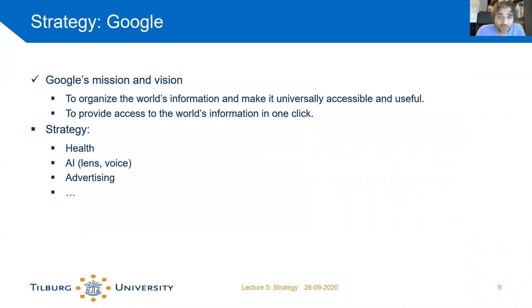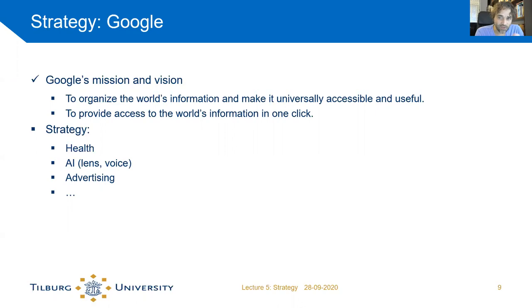So finally, to make it maybe even more clear, let's do Google. Google's mission and vision is to organize the world's information and make it universally accessible and useful, and to provide access to the world's information in one click. So that's their mission and vision, and you see this is something that they will never fully accomplish, because it's impossible. But it's a good thing for them to strive for.